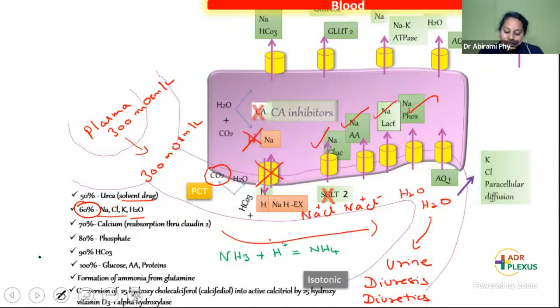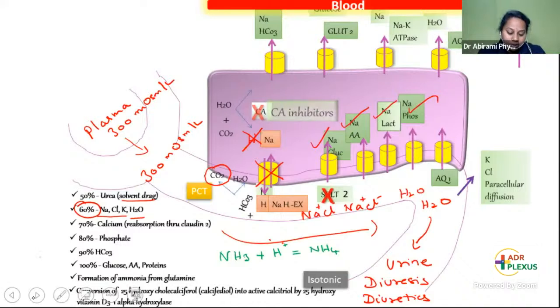Another reaction which happens here is the conversion of 25-hydroxycholecalciferol, which is called calcifediol, into active calcitriol by 25-hydroxy vitamin D3 1-alpha hydroxylase. So this is an important reaction pertaining to vitamin D, which happens in the proximal convoluted tubule. This completes the transport mechanisms which take place in the proximal convoluted tubule. The PCT is a very important part because the majority of the transporters and reactions take place in the PCT only.